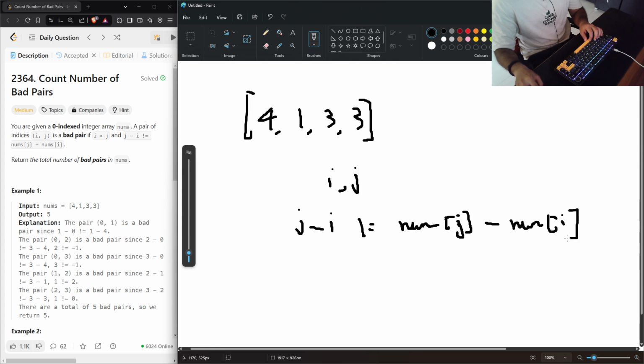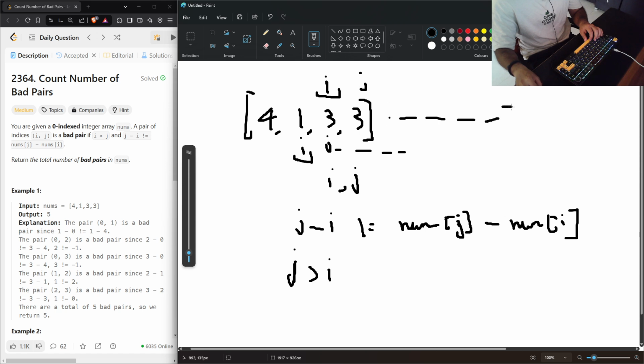This is what they want us to find, all those pairs of j and i, and here j will always be greater than i. Meaning if you have an i at this index, you can only consider j's which appear after this i. All the j's that we can consider for pairing with this i will be only after this i right here.